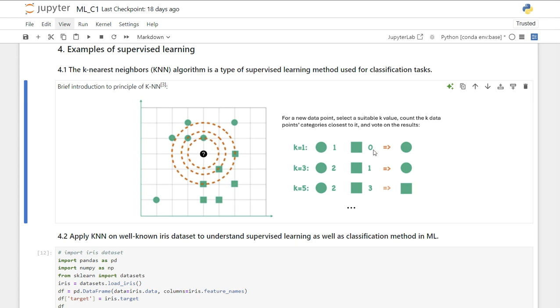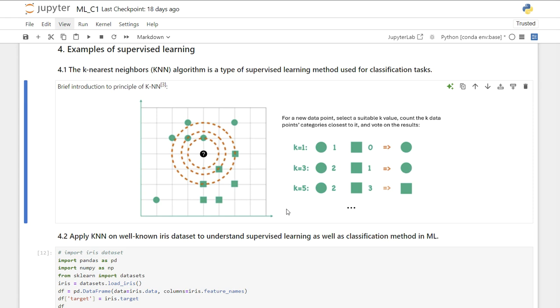So in this case, we can vote. We vote that this new data should belong to circle, because the nearest data point to the new data is a circle. And if we choose k equal to 3, it means we find the 3 nearest data points to the new data. We find 2 circles and 1 square, and then we vote that the new data should belong to circle.